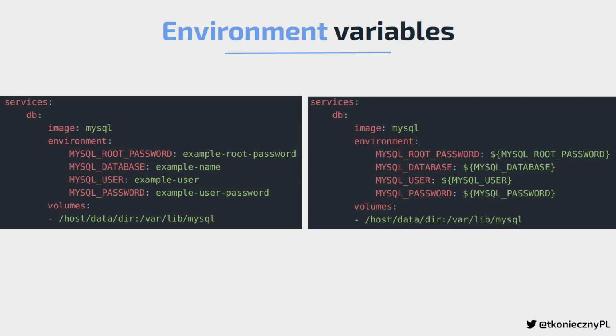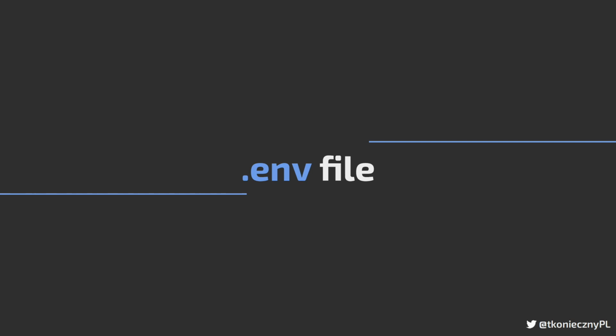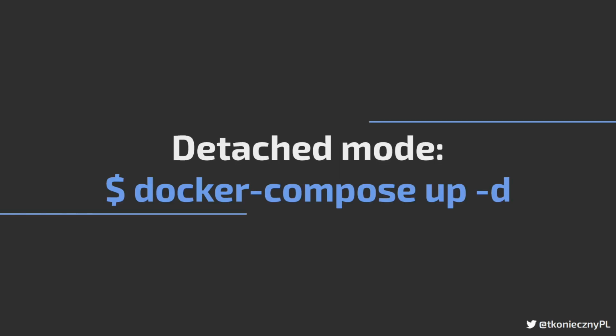It's also possible to use environment variables there. So we have this example on the right side. You can move them to an .env file. And you can also have different .env files to provide different values for different environments, for example. So you will use different ones locally, and different ones on, for example, production servers.